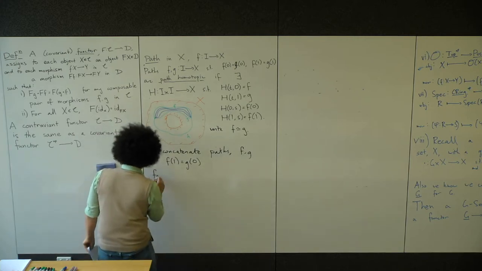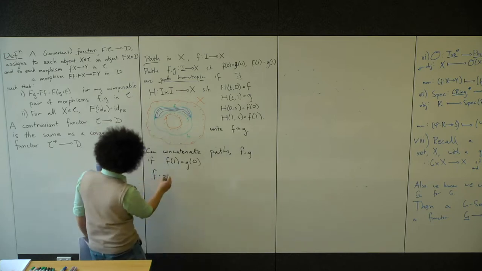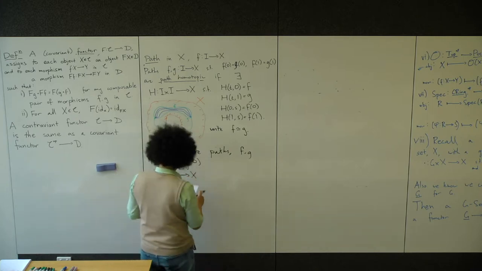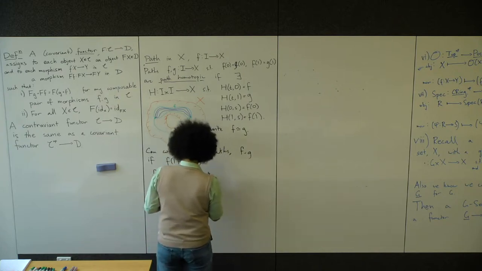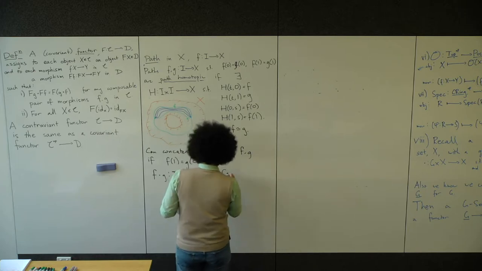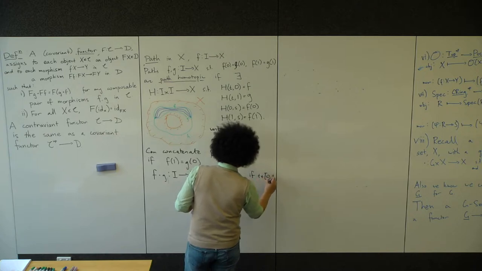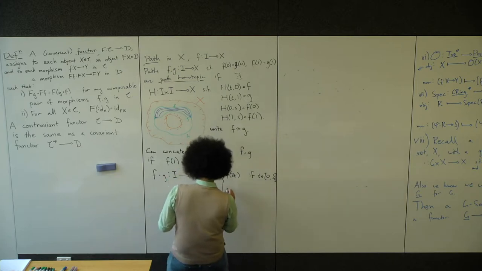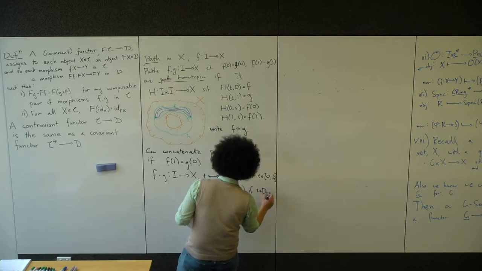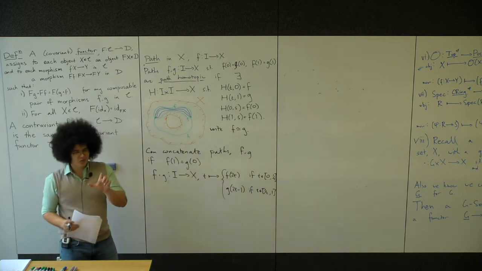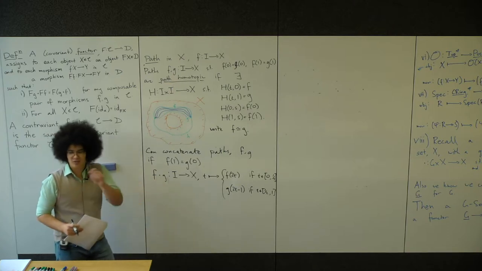All right, and so we'd write f dot g, so this is a map from the interval to x that does what? It takes t in the interval and it sends it to f of 2t if t is in the first half of the interval, and it sends it to g of 2t minus 1 if t is in the second half of the interval. That is, it's do f and then do g, but because we are writing our paths as maps from the interval, we have to do it at double speed on both of them.